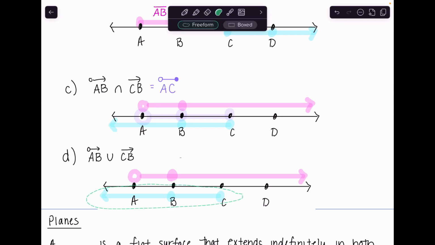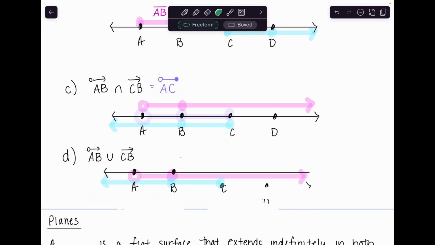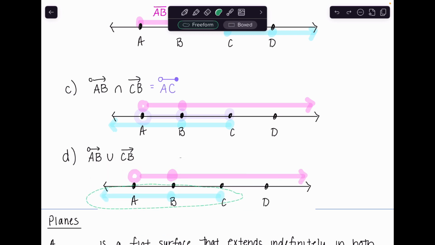So really what ends up happening is I just want the highlighted part. I just end up merging this right on top of the other one, and that forms one full shape. And if you see, I have no breaks in this figure at all. Everything is shaded. So this ends up creating the entire line from A to D.